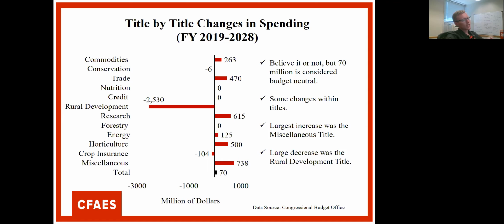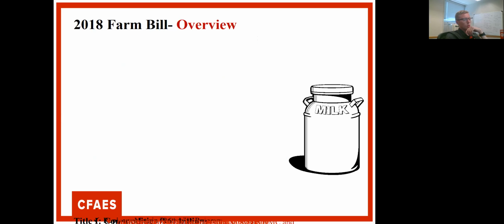In the end, if you look down there at the bottom, total we increased $70 million, and a bill that's considered 860-some billion with a B, 70 million is a rounding error or budget neutral. And so this bill is scored budget neutral, even though it increased federal spending by $70 million. Crazy to think about. But again, in a bill that's $863 billion, this bill was scored budget neutral.